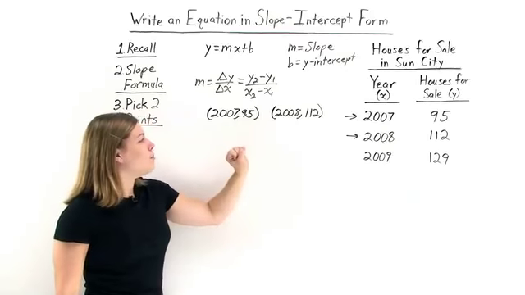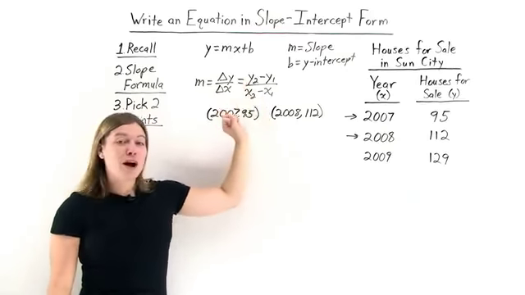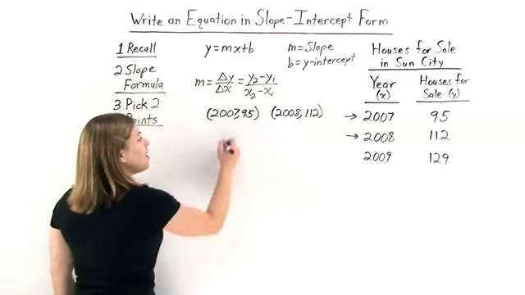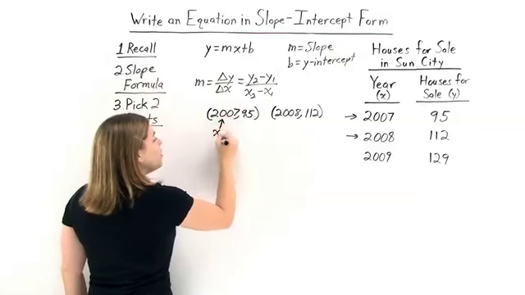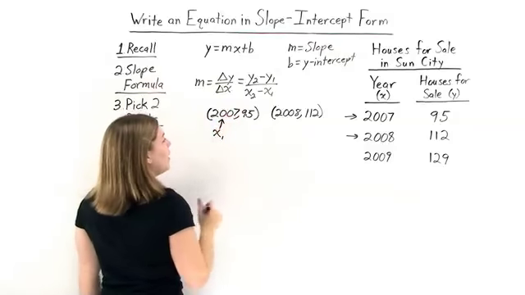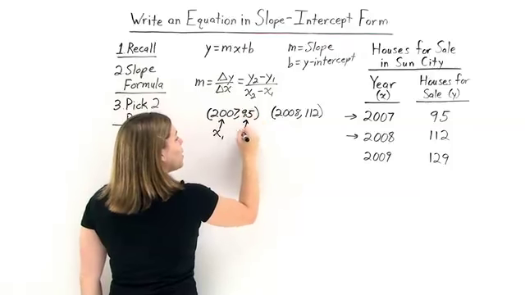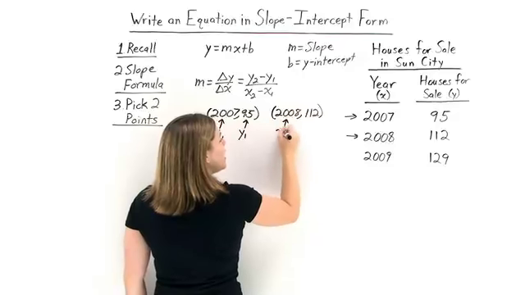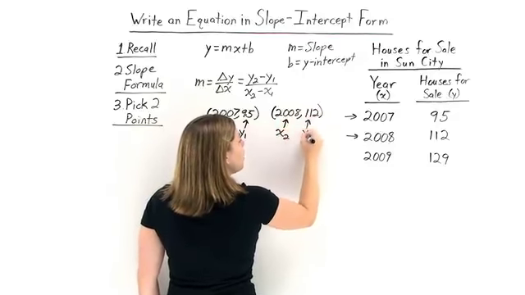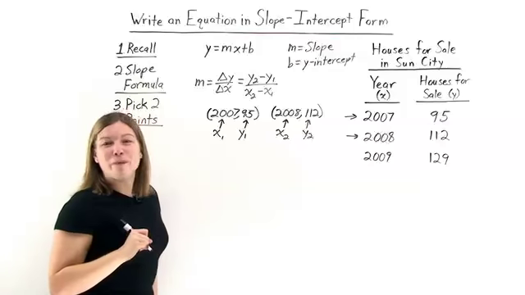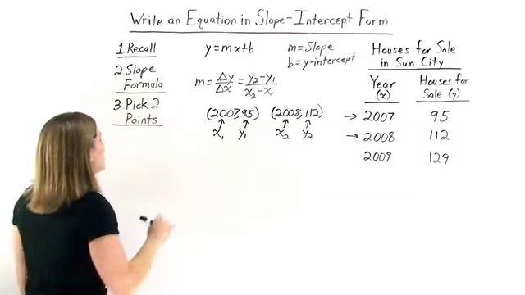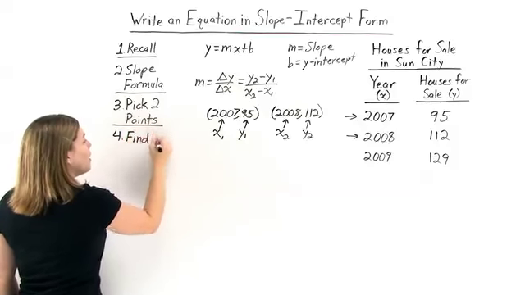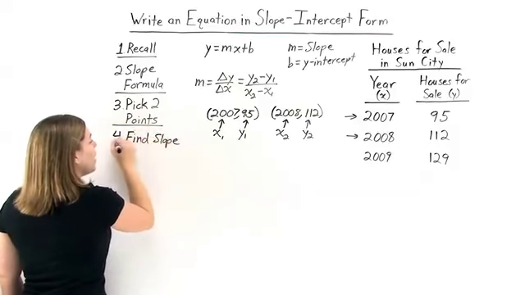Now, we need to take these points and identify x sub 1 and y sub 1 and x sub 2 and y sub 2. In this ordered pair, 2007 is the x-coordinate. So let's pick that to be x sub 1. That means that 95, the y-coordinate, must be y sub 1. Then here, 2008 can be x sub 2, and 112 can be y sub 2. Perfect. Now, we need to take these coordinates and plug them into our formula for slope in order to find the slope of our line.